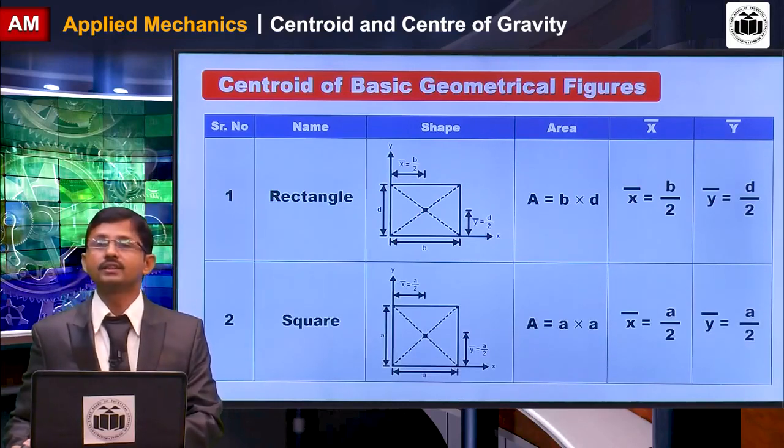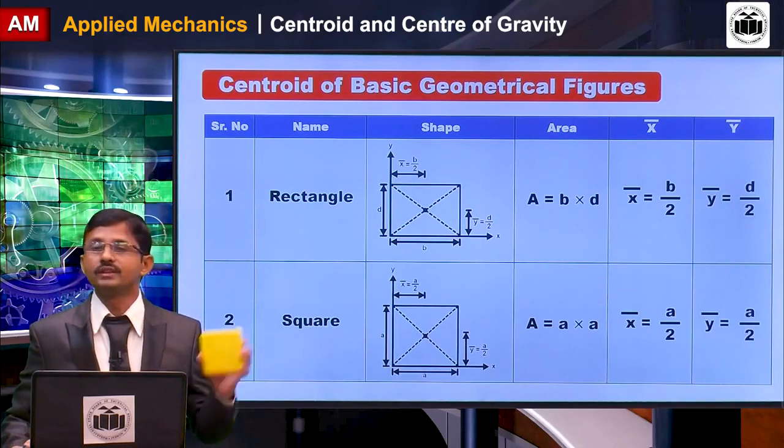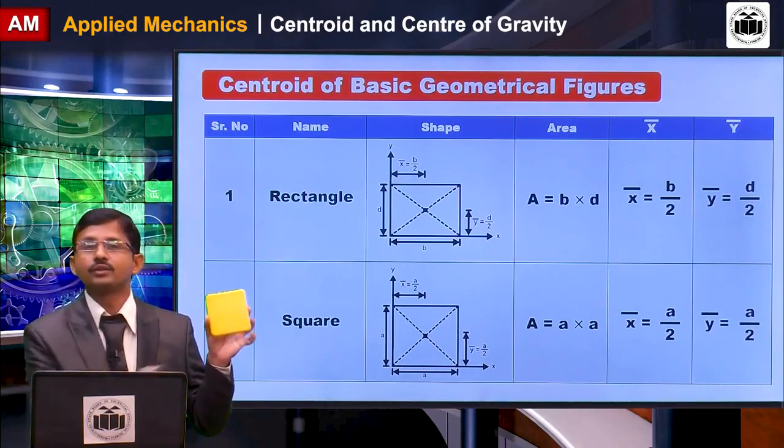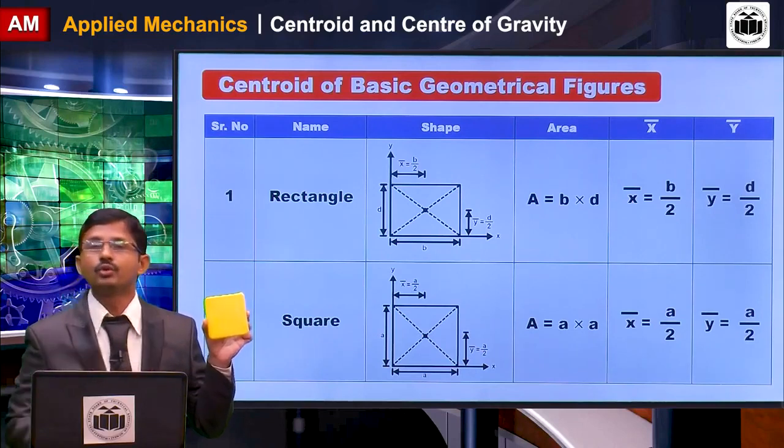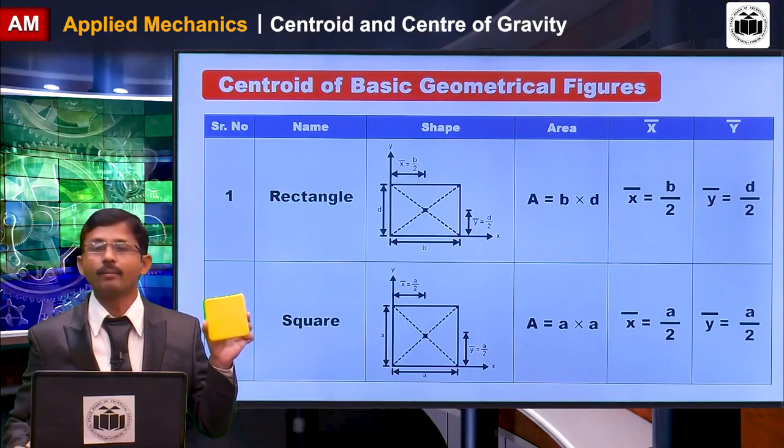Then we will discuss the square. A square has two same dimensions, both equal to A. You can find the area as A into A, and its X bar and Y bar are also the same, that is A by 2.